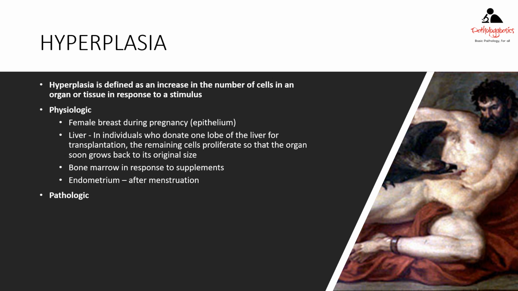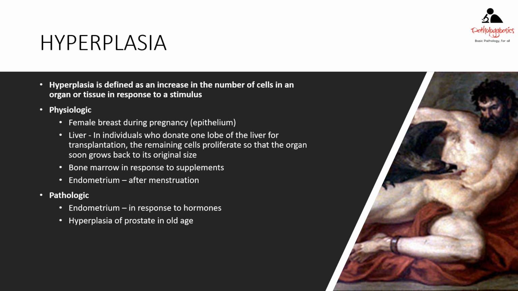Endometrium after menstruation. You know that the menstrual cycle is divided into proliferative and secretory phases and then menstruation. Once in menstruation, all the endometrium is shed off. The regrowth of endometrium during the proliferative phase happens through hyperplasia. Pathologic hyperplasia: when you are trying to treat bleeding disorders of the uterus or bleeding disorders in females, we usually give hormones. In response to these hormones, there is hyperplasia of the endometrium.